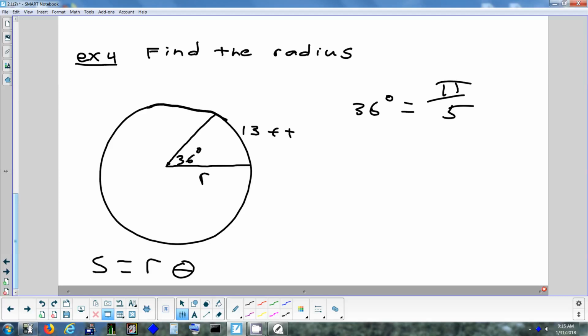Okay, now let's fill in. So S, I'm given that, 13 feet. R, I don't know, that's the question. And the angle, now we've changed it, is pi over 5. Okay, so our goal is now to get the pi over 5 on the other side. There's a way to get the pi and the 5 on the other side at the same time. Does anyone remember what you can do on both sides that'll cancel the pi and the 5 at the same time?